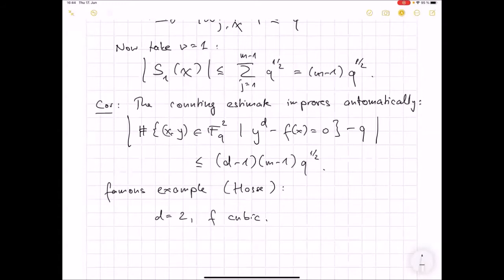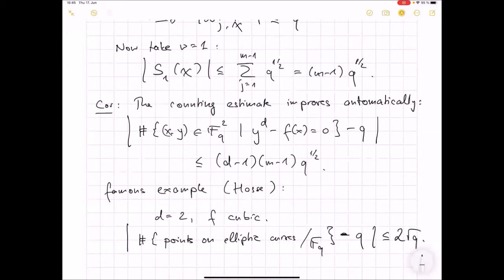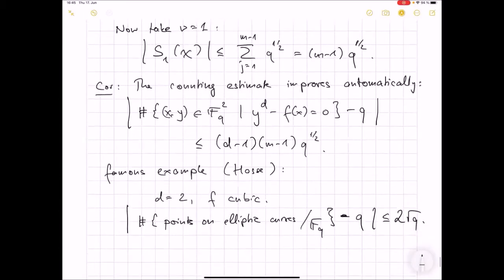So the number of points on elliptic curves over F_q, minus q, is bounded by 2 square root q, and we get even the constant right. Yeah, that's the best possible constant, and that's what we get.